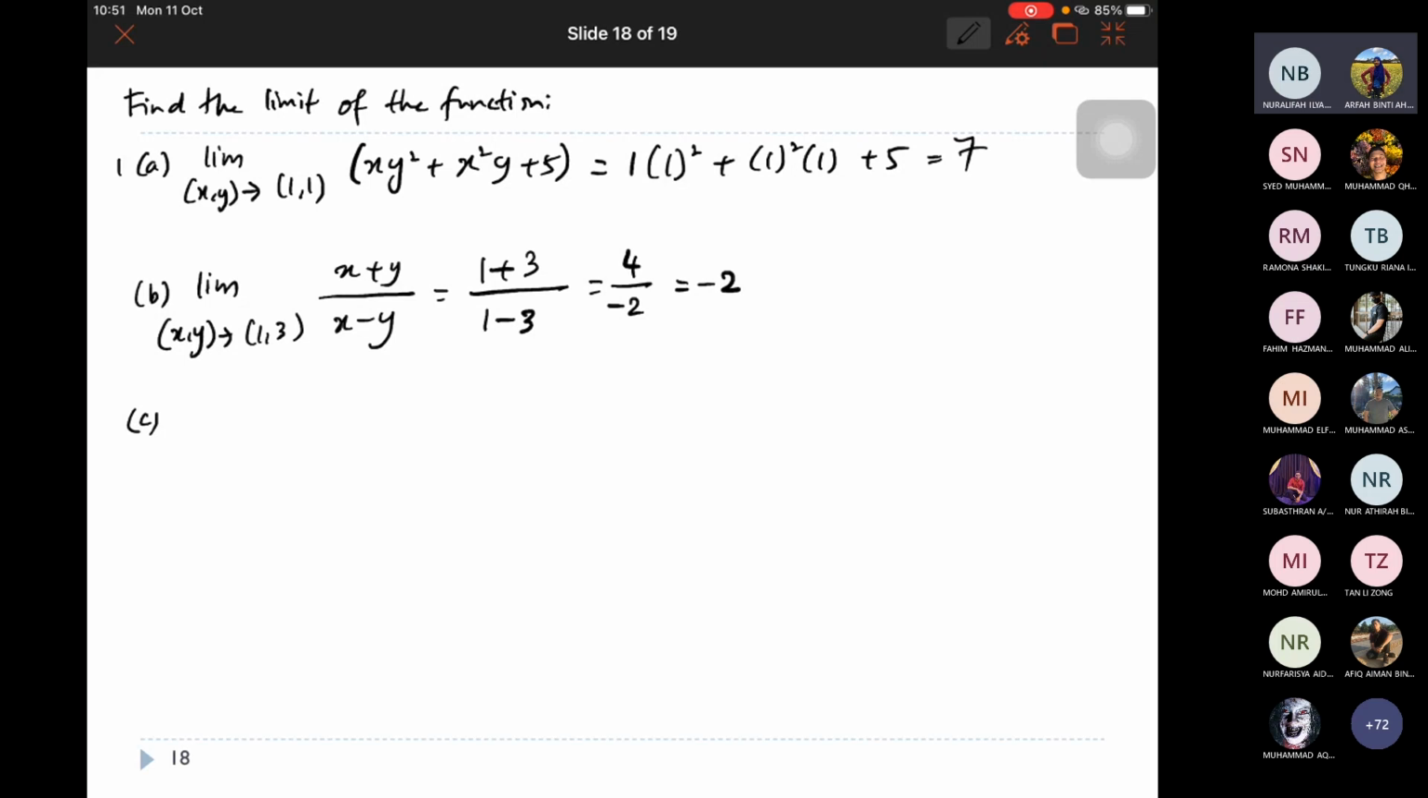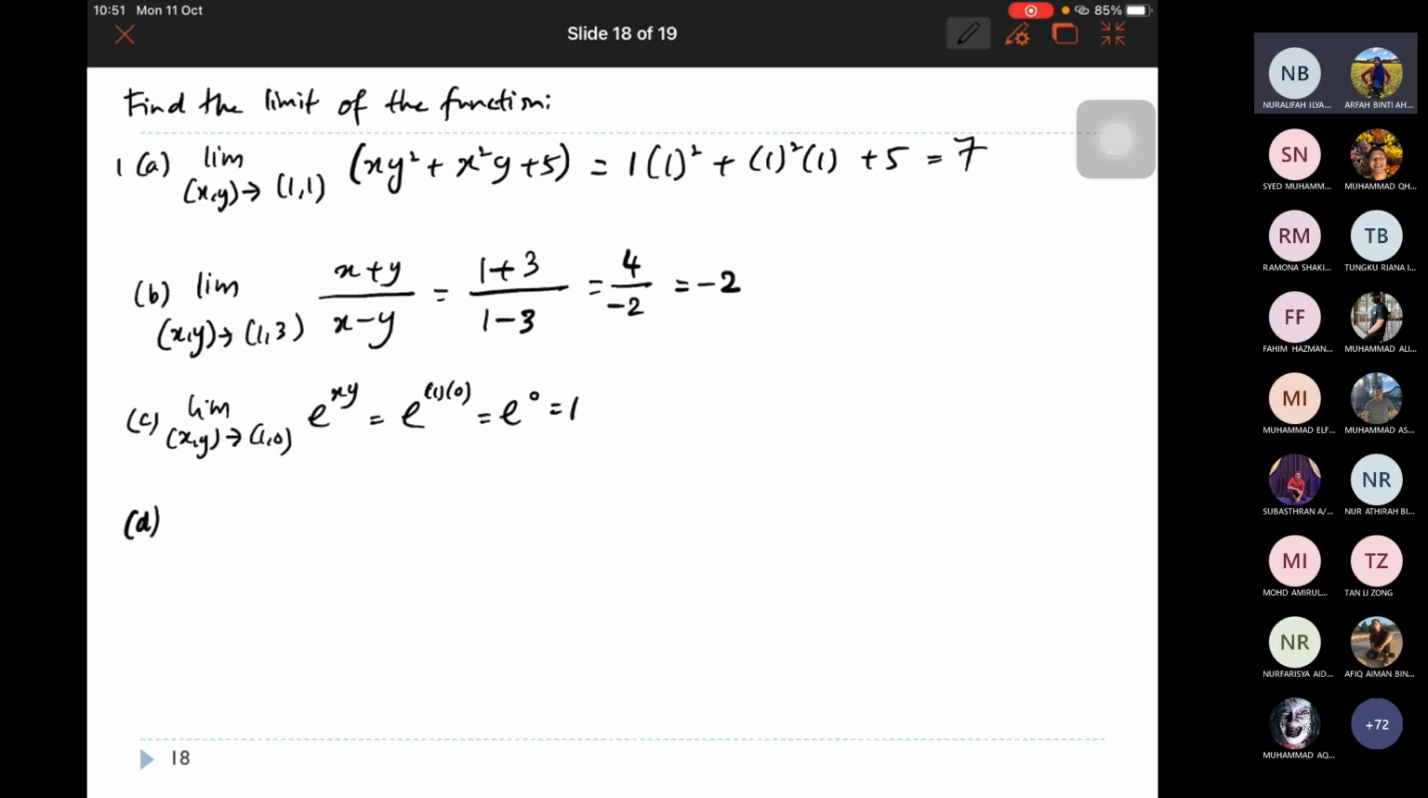So yang C cuba buat. Limit of (x,y) approaches (1,0) of exponential xy. Betul. Okay, exponential 1 darab 0, exponential 0 akan sama dengan 1.